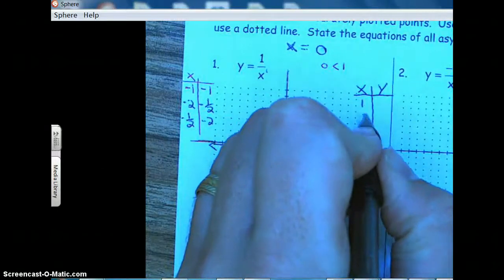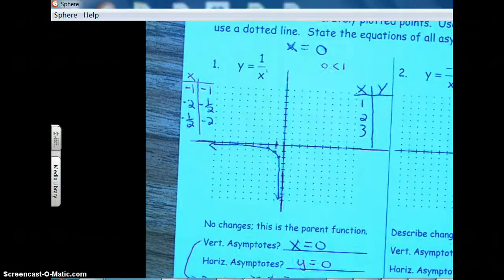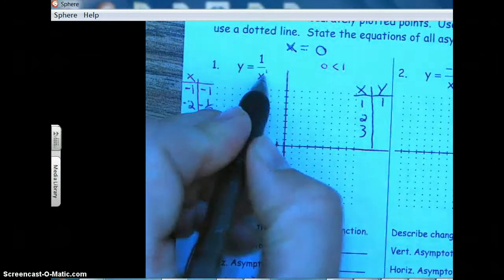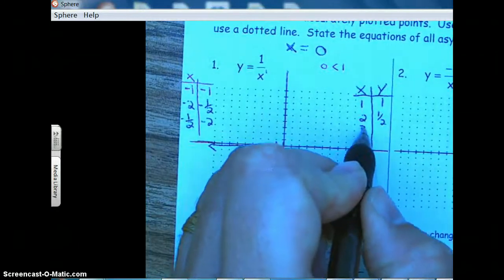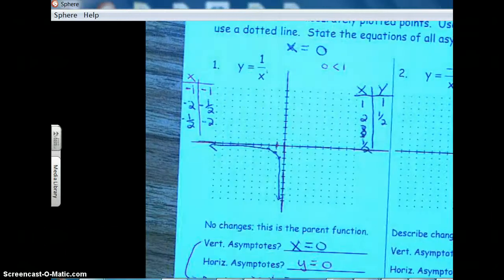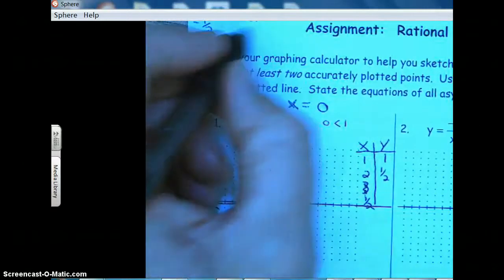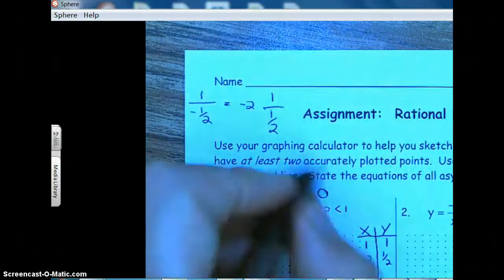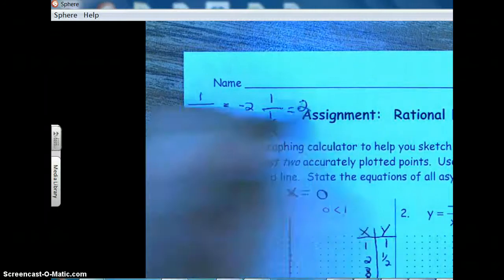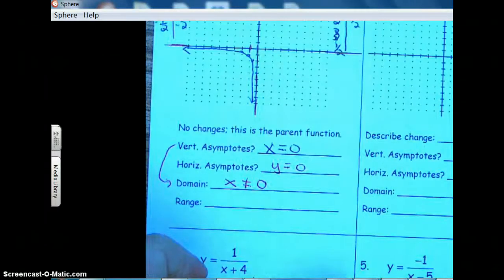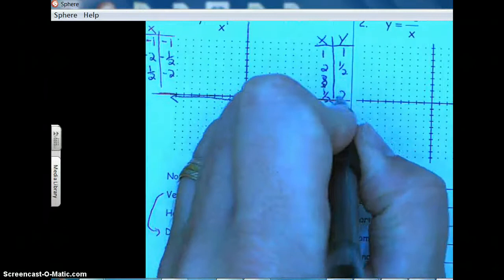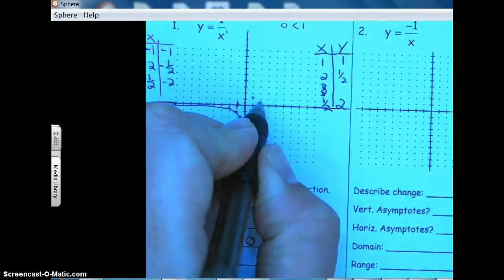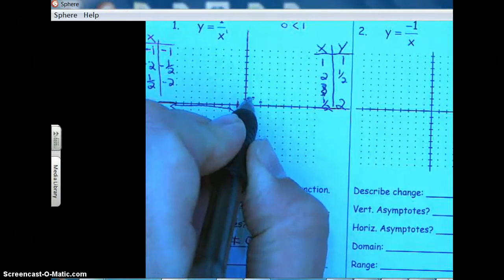So let's choose 1, 2, and 3. 1 divided by 1 is 1. 1 divided by 2 is 1/2. And let's choose a half instead of 3. So we're going to have 1 divided by 1/2, and if you put that in your calculator, you're going to get 2. All right, so let's plot those points: (1, 1), (2, 1/2), (1/2, 2).